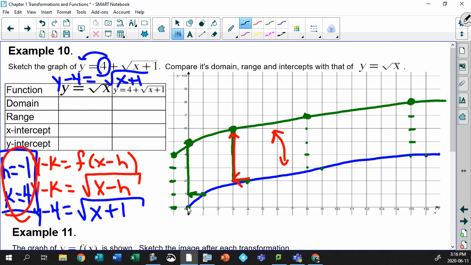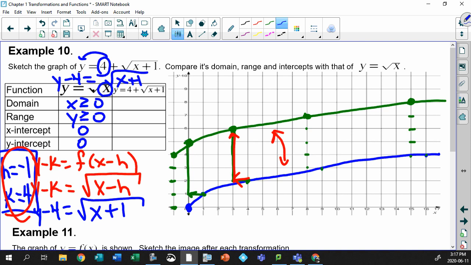Okay, so let's fill out the table. Let's look at the original function, which is the blue one. The blue one. What is the domain? If you think about it, can you have a square root of a negative number? No. So our domain has to be greater than or equal to 0. Same goes with our range. When you square root a number, you're never going to get a negative. So greater than or equal to 0. Perfect. X-intercept and y-intercept, those are easy. They're both going to be zeros.